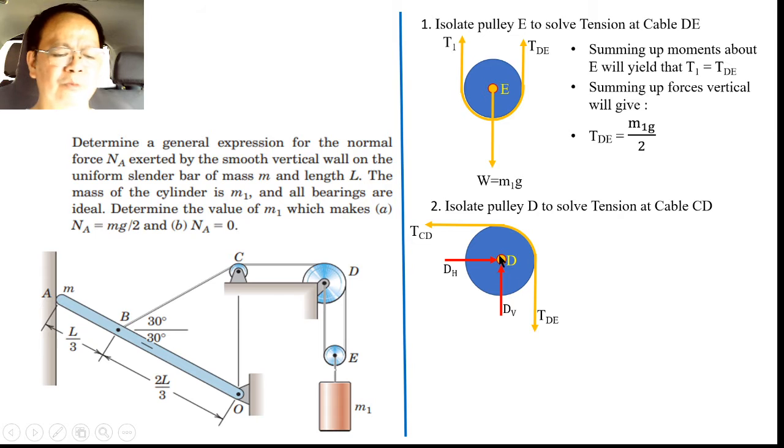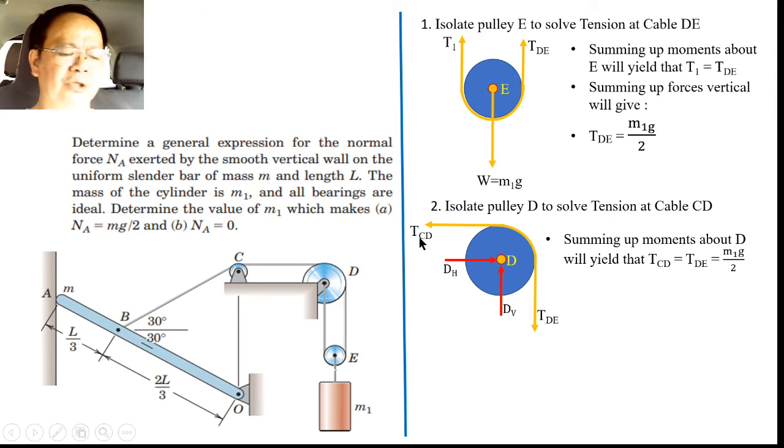So if we sum up moment about D, then we will get the magnitude of T of CD, which is equal to T of DE, and that is also equal to M1 over 2 multiplied by G. The same is true when we isolate pulley C.